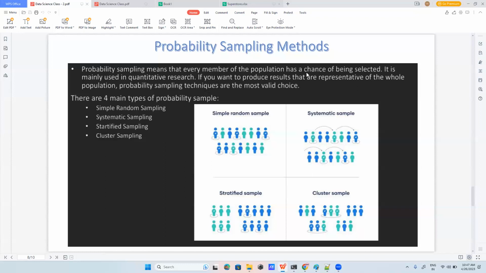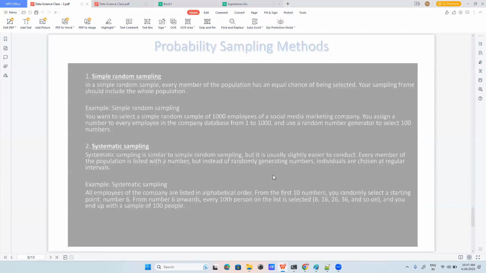If we want to produce results that are representative of the whole population, probability sampling techniques are the most valid choice. So what are those? There are 4 main types of probability sampling: simple random sampling, systematic sampling, stratified sampling, and cluster sampling. We can see the picture here. Simple random sampling, the name itself says simple random, so we collect the data randomly. We'll discuss each of these in a deep dive.